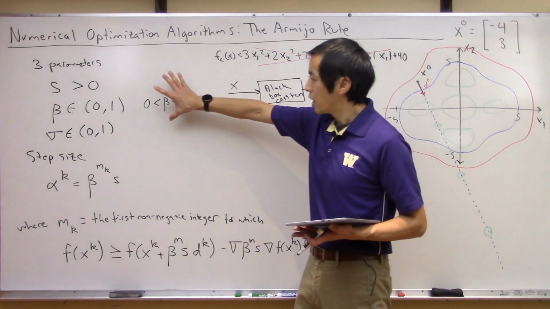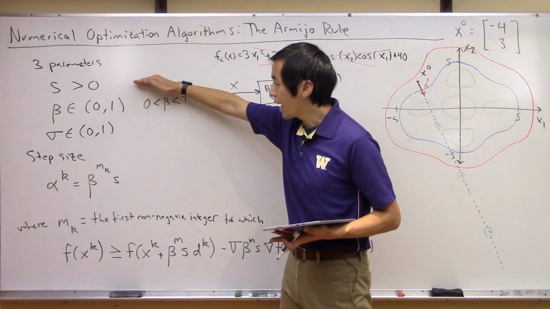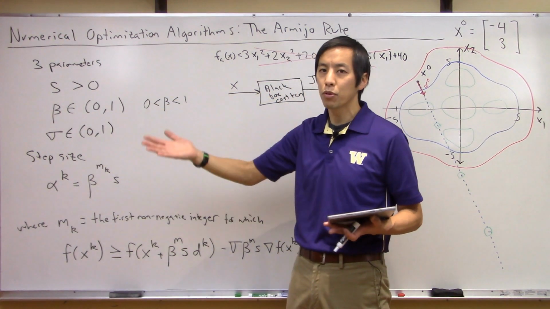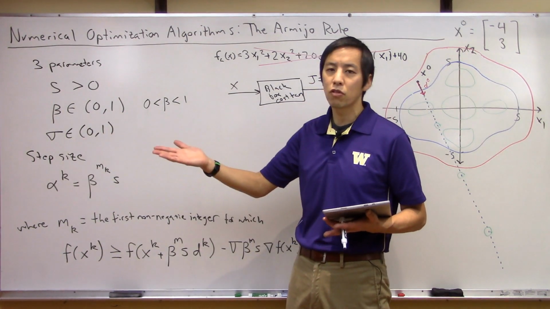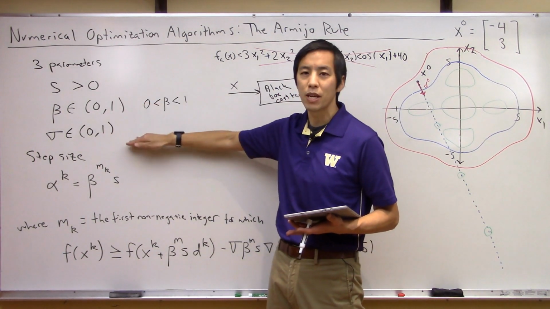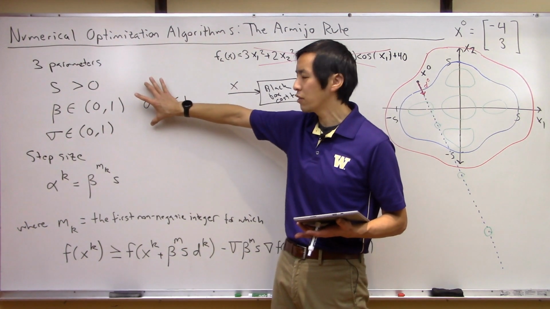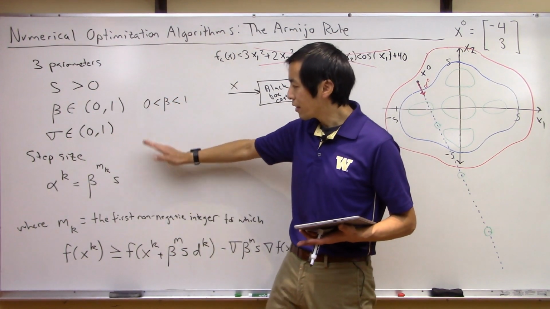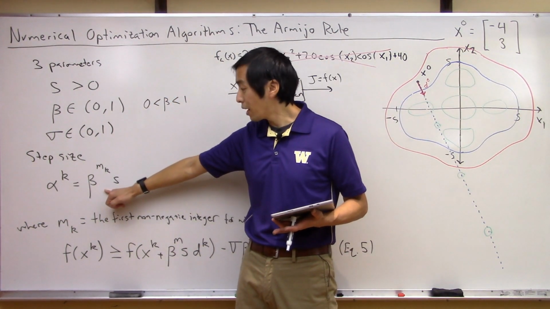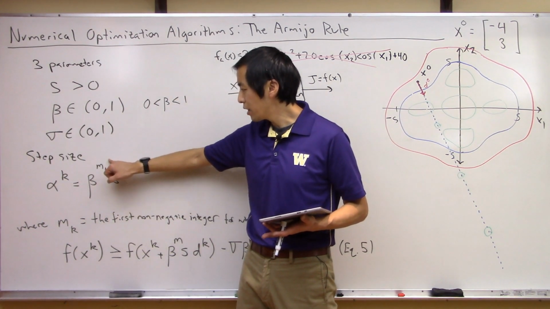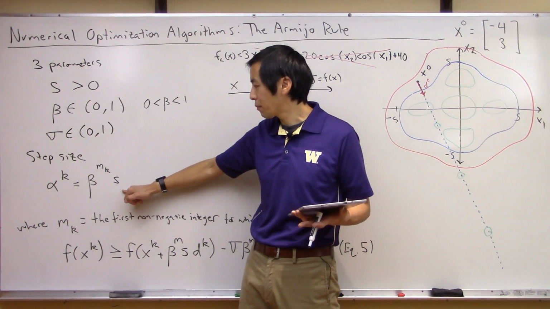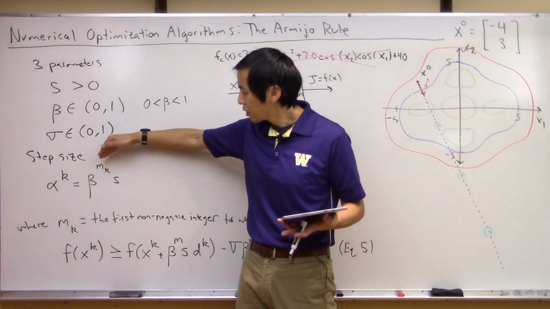So again, you just choose these three parameters, s, beta, and sigma. Those are the inputs to this algorithm, right? You basically pick them at the start, and we're going to talk about what these physically mean in a second, but for now, just imagine these are given to you, right? And then, it's actually really easy. The step size is, you just take beta to the mk times s. That gives you your step size. The only thing that's interesting is this mk.